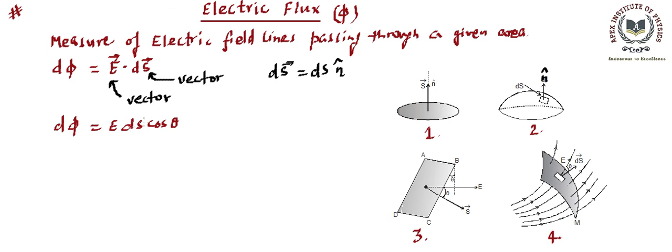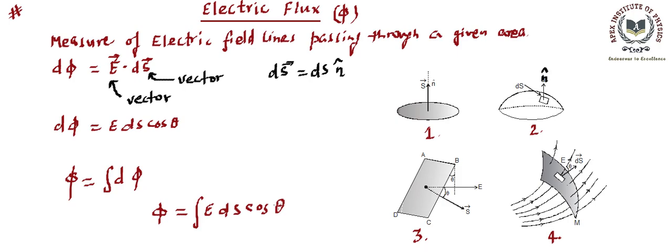If we know these two directions, we can find theta. If we can find theta, we can go for this dot product. Now, in order to find out the total flux, the total flux is going to be equal to integration dφ, which will lead to flux is equal to integration E ds cos theta. So that is the formula for flux. Using this, we can find out the flux passing through any surface.